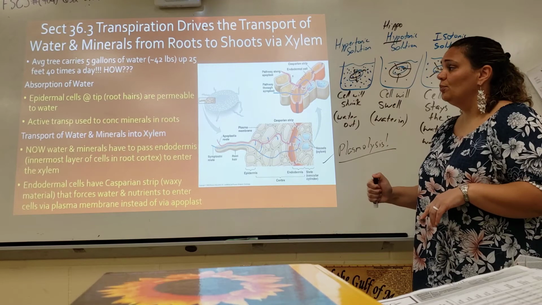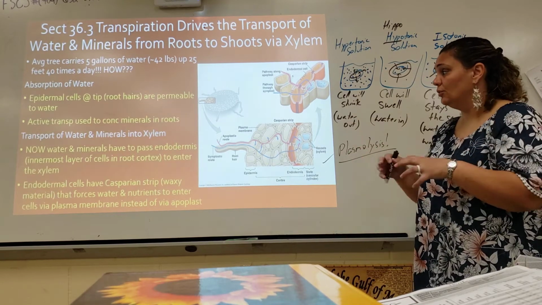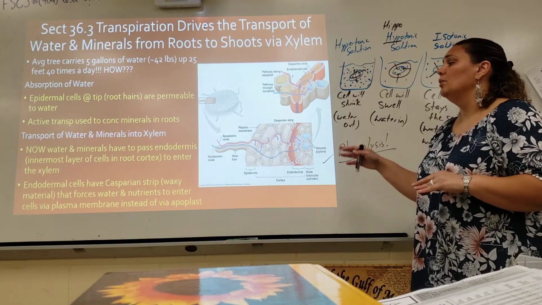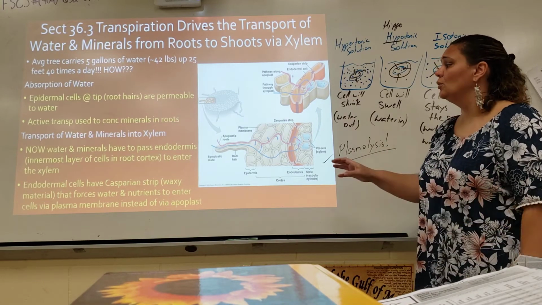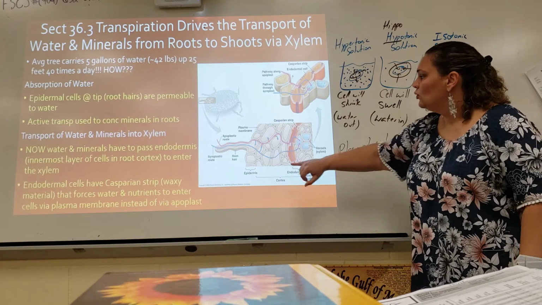They'll have active transport to get the concentrated minerals into the roots. You've got to suck them in. Water and minerals have to pass the endodermis, that's the innermost layer of the cells in the root cortex, to enter the xylem. So here we go.